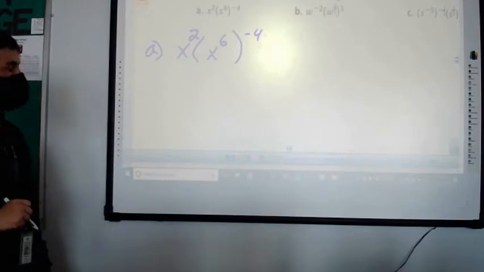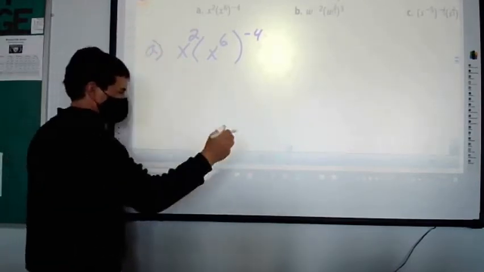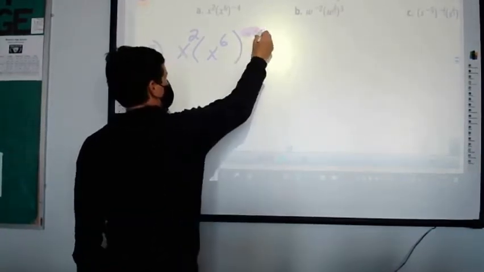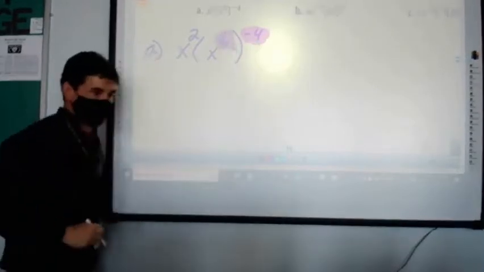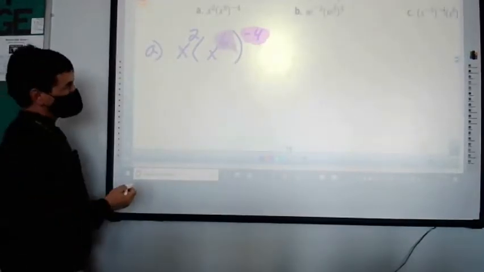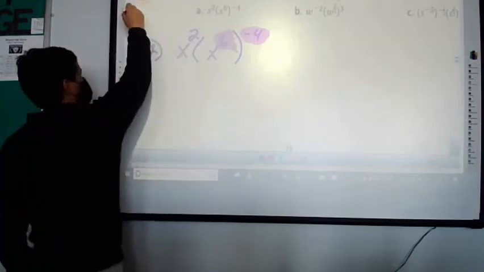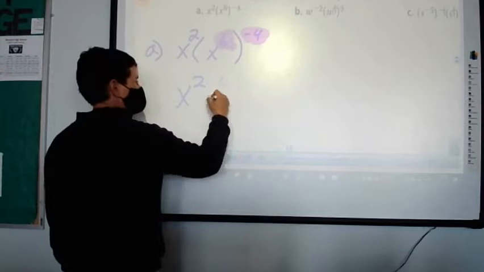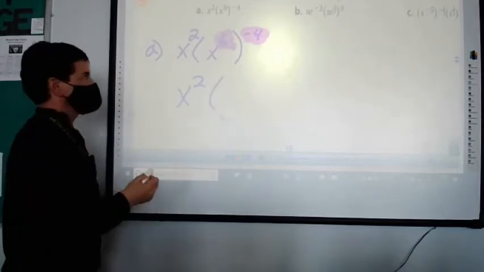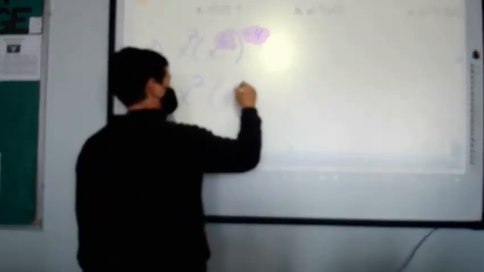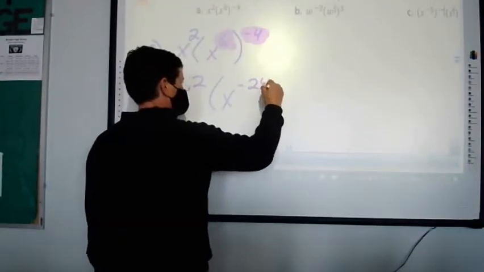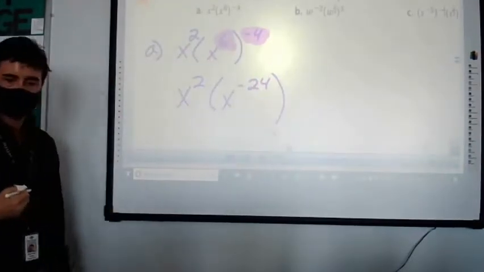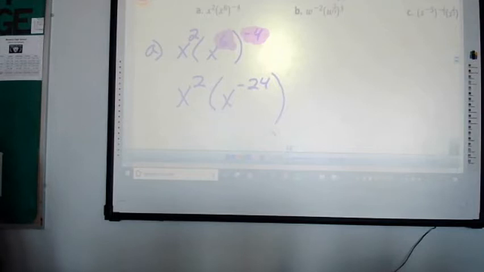Okay? So first thing we got to take care of is right here, multiplying the negative 4 and the 6. So 6 times negative 4 is negative 24. So we have x squared. And then I'm just going to leave the parentheses, x to the negative 24th power. Hey, we thought you don't solve it. No, we're going to solve it.